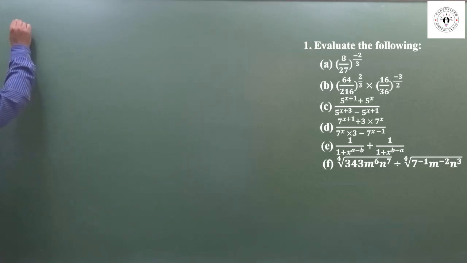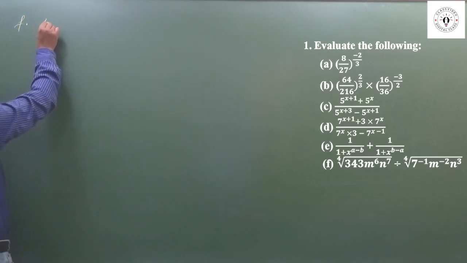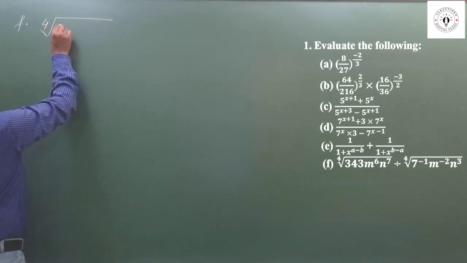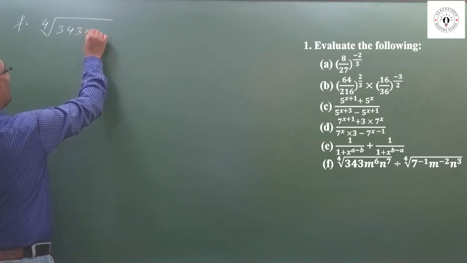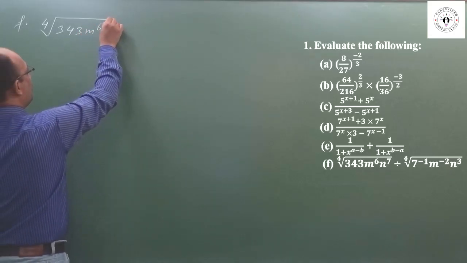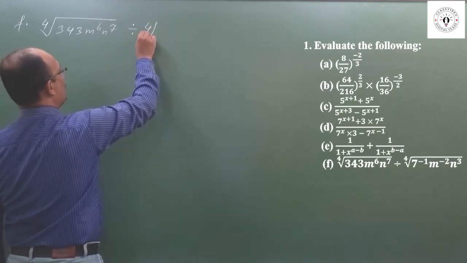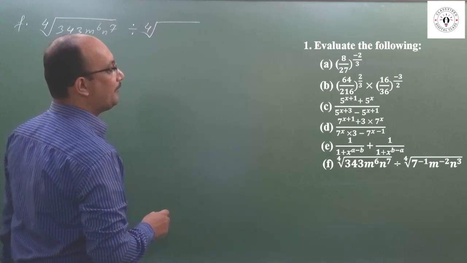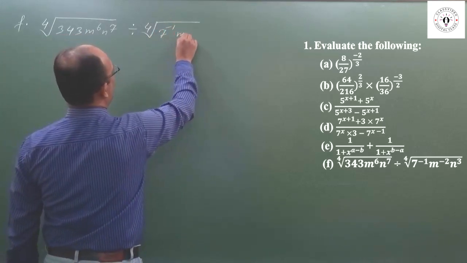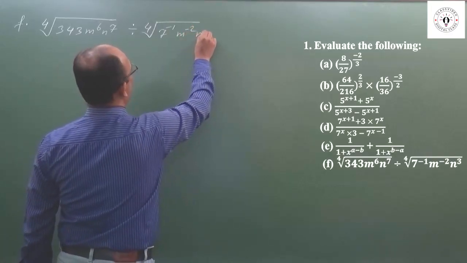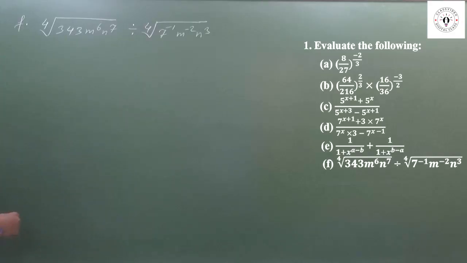Now move to the next question, which is 4th root of 343 times m to the power 6 n to the power 7 divide by 4th root of 7 to the power minus 1, m to the power minus 2 and n to the power 3. This is our question. We have to simplify this.